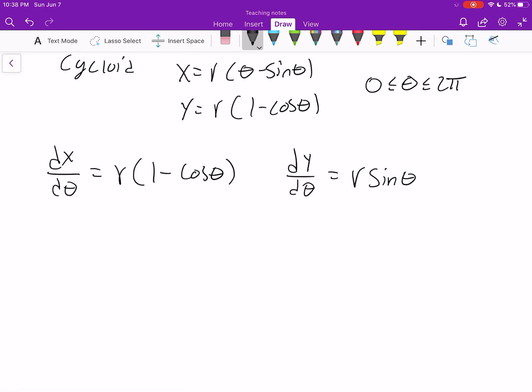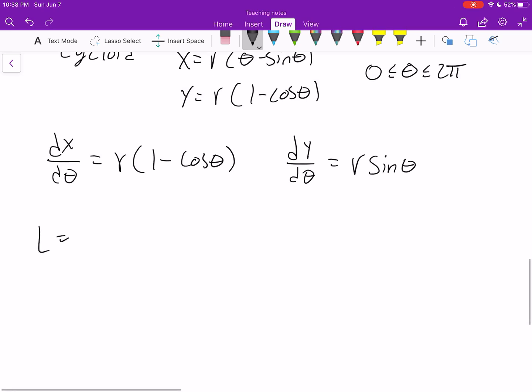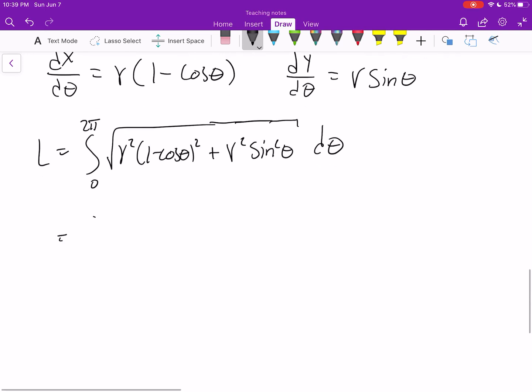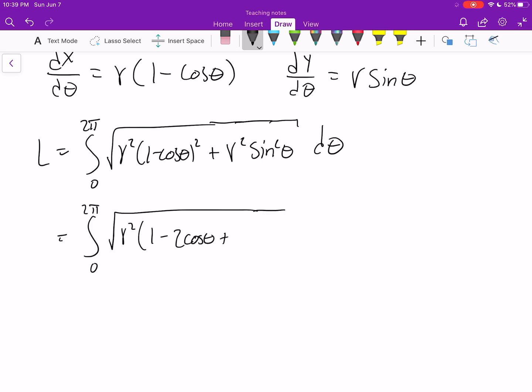Okay, so now I'm just going to plug this into my integral. The length of this thing is the integral from 0 to 2 pi of the square root of (dx/d theta) squared. So I'm going to get r squared times (1 minus cosine theta) squared plus (dy/d theta) squared. I'm just going to plug in r squared sine squared theta d theta. And now we're going to compute this integral. We're just going to do as much simplification as we can. I have r squared times 1 minus 2 cosine theta plus sine squared theta, plus cosine squared theta, plus r squared sine squared theta d theta.